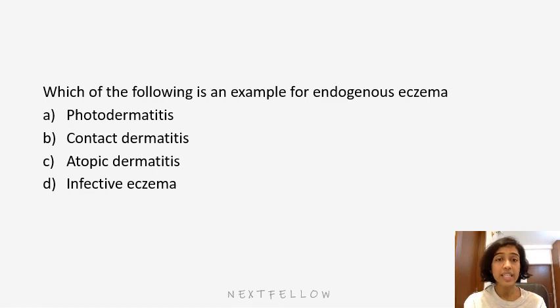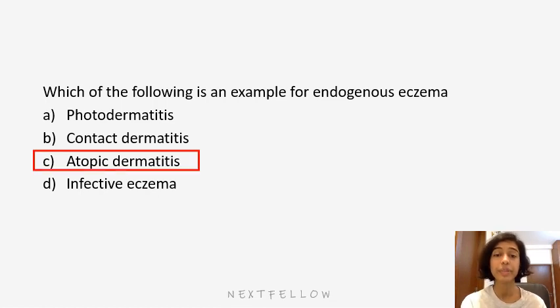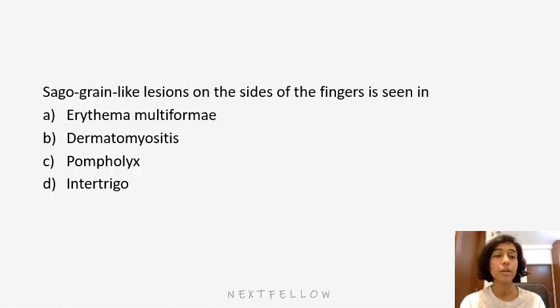Which of the following is an example of endogenous eczema? Photodermatitis, contact dermatitis, atopic dermatitis, or infective eczema? So by now you should know the answer is atopic dermatitis. It is an endogenous eczema. Okay, the others are all due to some external factor interacting with the skin.